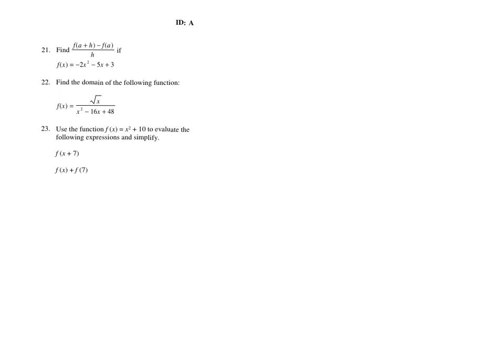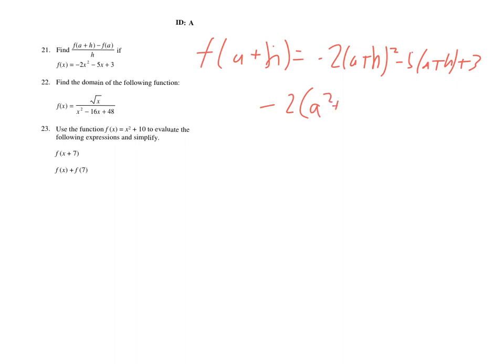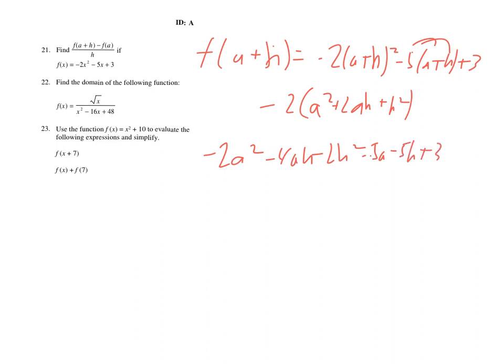All right, next up, number 21, we want to do our difference quotient. So I'm going to find f of a plus h first. That's kind of the hardest part here. So it would be negative 2 times a plus h squared minus 5 times a plus h plus 3. And so then I get a squared plus 2ah plus h squared. And then if I distribute this, I'm going to get negative 2a squared minus 4ah minus 2h squared. And then I'm going to go ahead and add the rest of this. So minus 5a minus 5h plus 3. And then minus parentheses. And then I'm just going to plug in an a here.